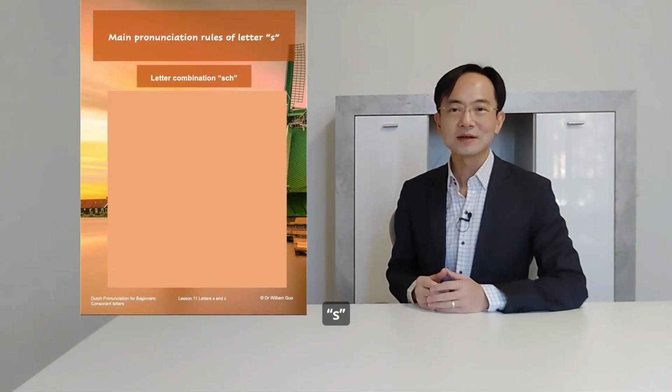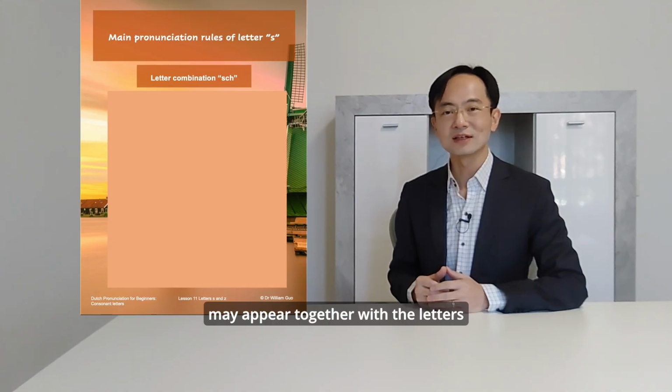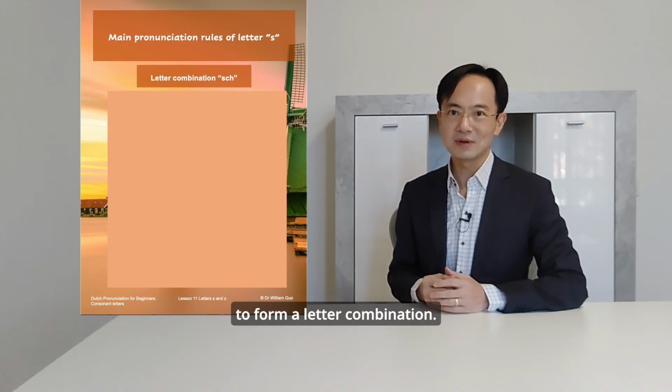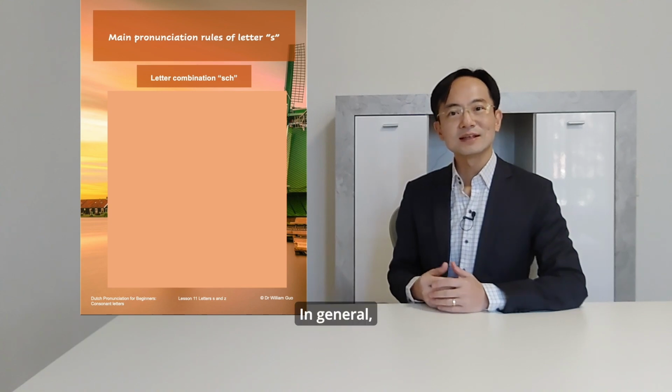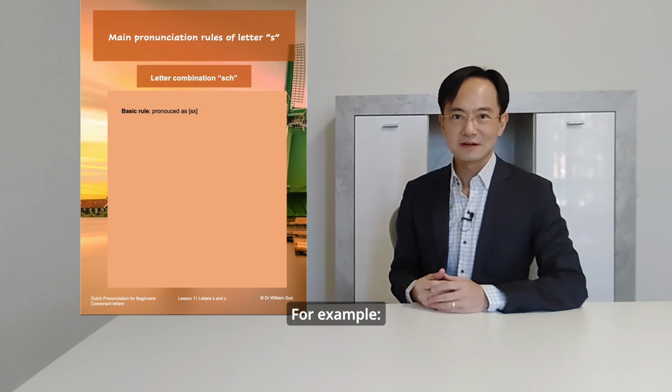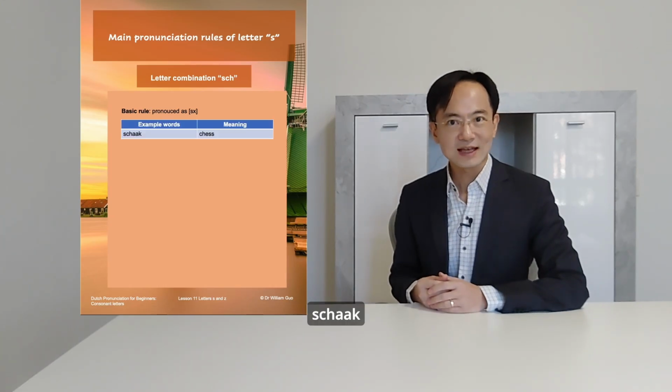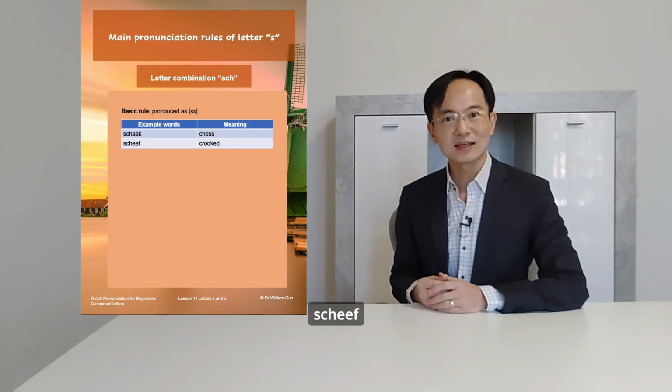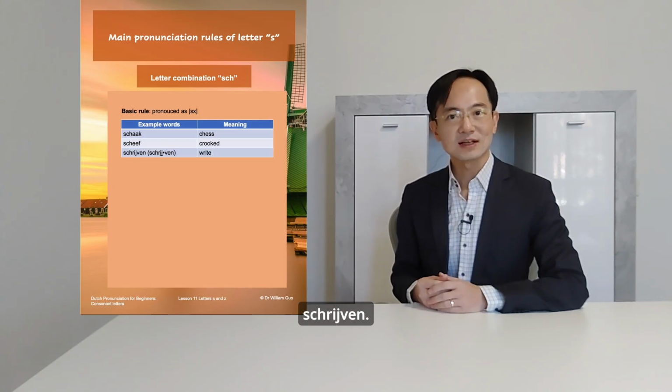The letter S may appear together with the letters CH to form a letter combination. In general, this is pronounced as sch. For example, schaak, scheef, schrijven.